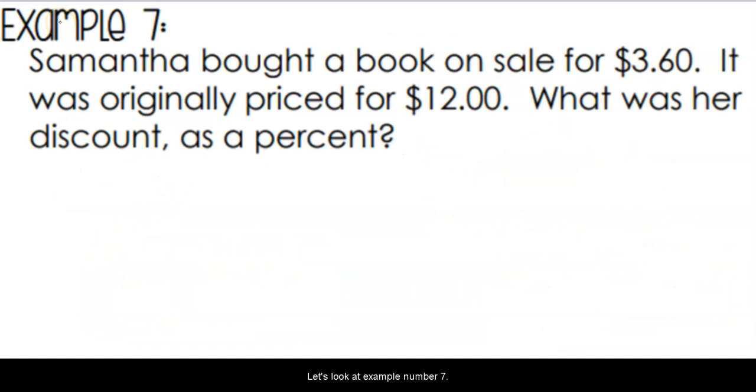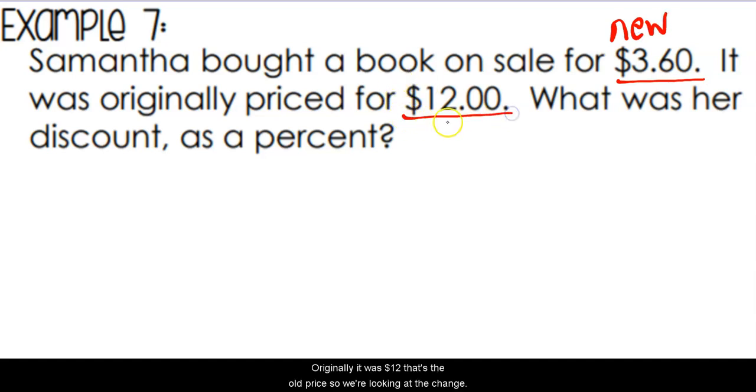Let's look at example number 7. Samantha bought a book on sale for $3.60. It was originally priced for $12. What was her discount as a percent? So she got a discount, so this is going to be percent decrease. So we're going to look for the new and the old. It was on sale for $3.60. That's the new price. Originally, it was $12. That's the old price.